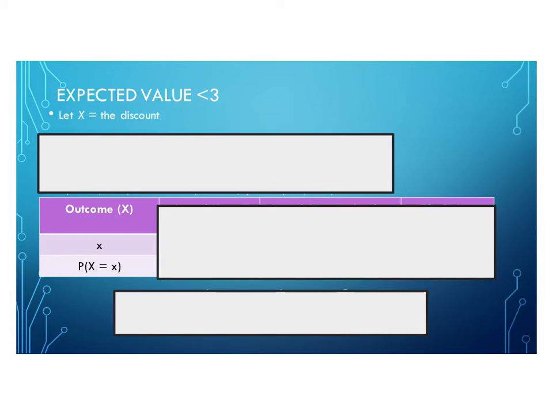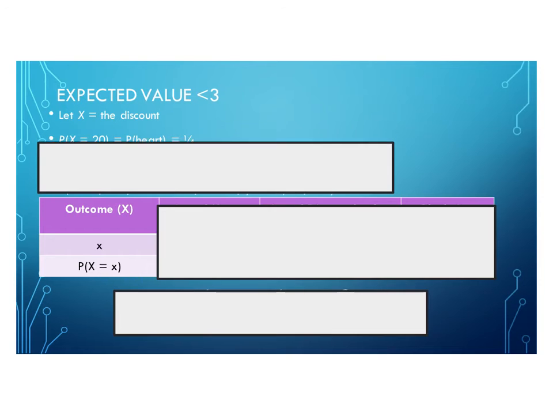Okay, well, the unknown that we are looking for, the random variable, is the discount. So we're going to start off with saying let x equal the discount. Well, what is something else that we obviously know? Well, we know that we get a $20 discount if we obtain the ace of hearts. So I know we get the $20 discount if we get that ace of hearts, which, if I only have 4 cards, is a probability of 1 over 4.